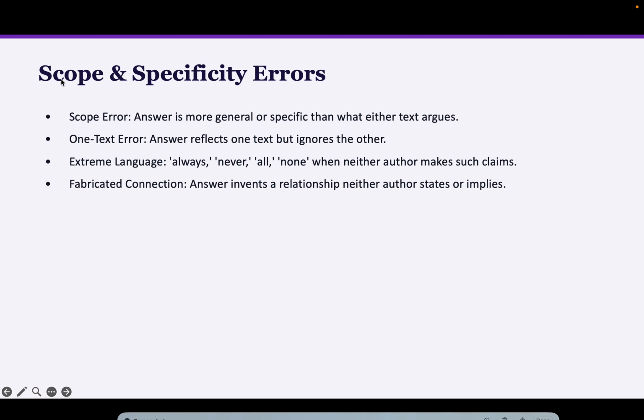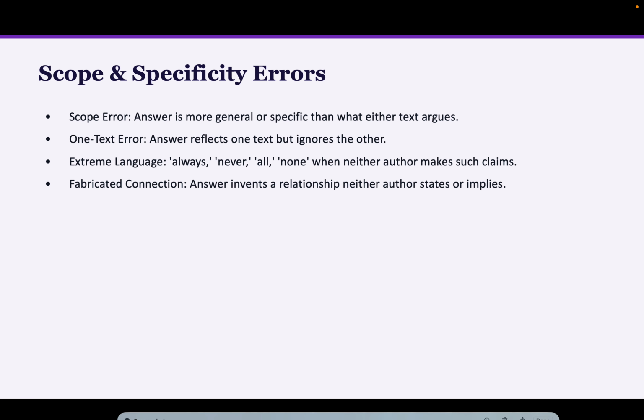So, some different kinds of error. You might have a scope error, where the answer is more general or specific than what the text argues. So again, it's just like a hasty generalization. You don't want to generalize too far. You want to stay within the bounds of the text.